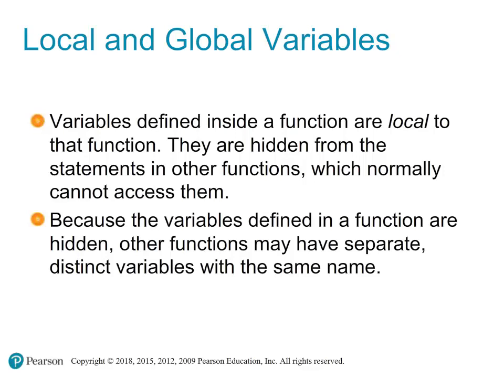Understanding variable scope is crucial when working with functions. Variables defined inside a function are known as local variables. The scope of a local variable is limited to the function in which it is defined. These variables are not accessible outside of that function. Because local variables are confined within their respective functions, they are hidden from other functions. Different functions can have local variables with the same name without conflict, as each is defined in its own function.